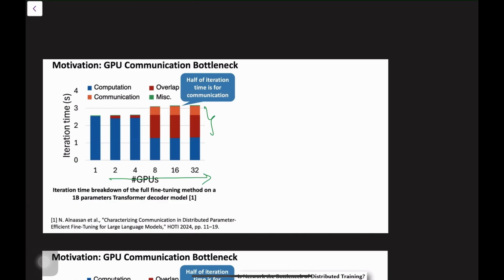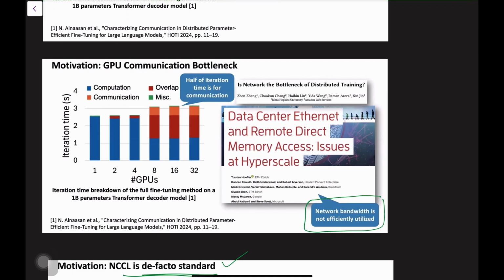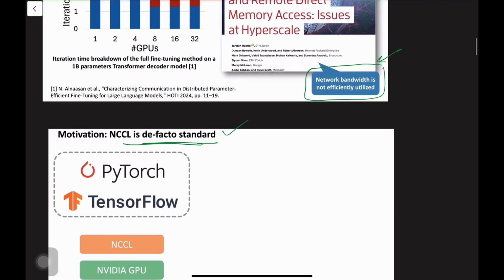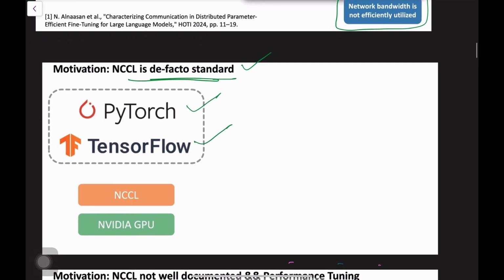Now, let us look at the motivation behind NCCL or nickel. Look at this training iteration time breakdown of many real world training tasks. As the number of GPUs increases, the communication overhead also increases. It creates a communication bottleneck. Many papers have pointed out that this happens because the network bandwidth isn't efficiently utilized. Hence, many GPU communication libraries emerged, and NCCL became the de facto standard. Both PyTorch and TensorFlow rely on nickel.